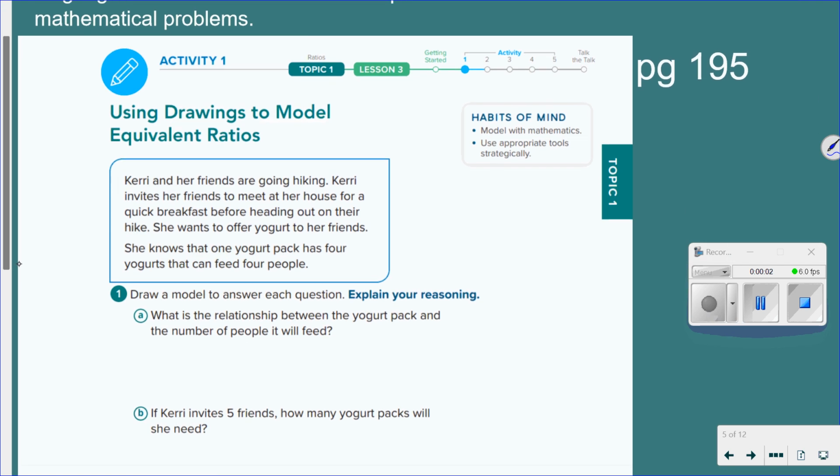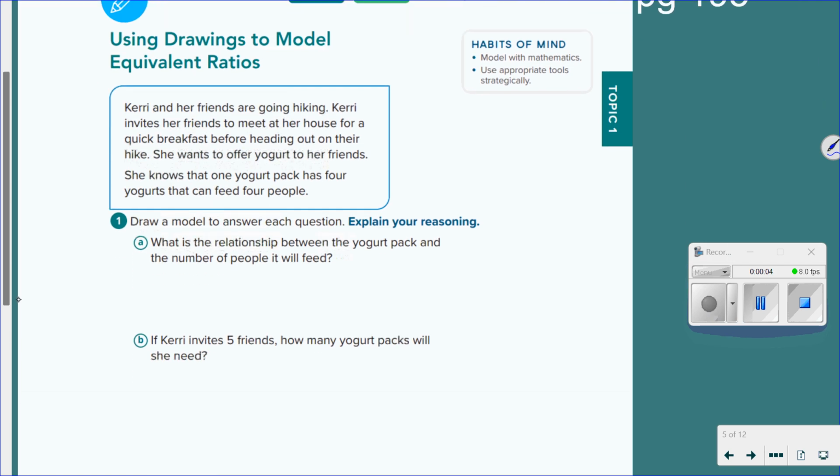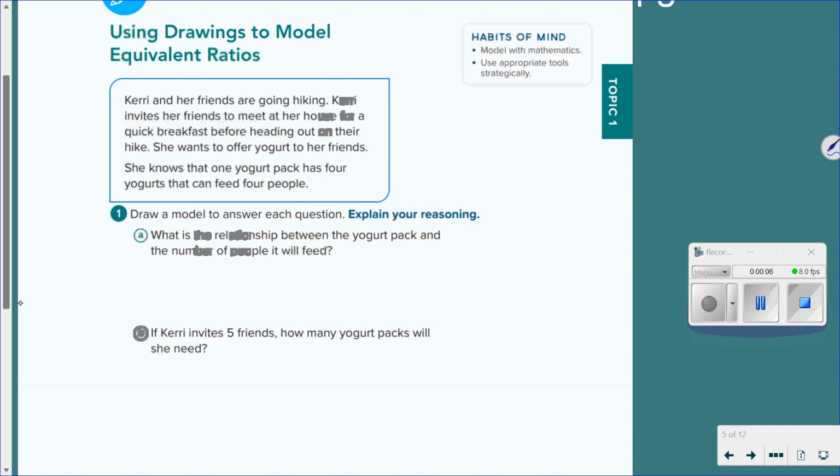We are going to start talking about equivalent ratios, guys. So let's do this one together. It says Carrie and her friends are going hiking. Carrie invites her friends to meet her at her house for a quick breakfast before heading out on their hike. She wants to offer yogurt to her friends, and she knows one yogurt pack has 4 yogurts that can feed 4 people. Everybody got that?